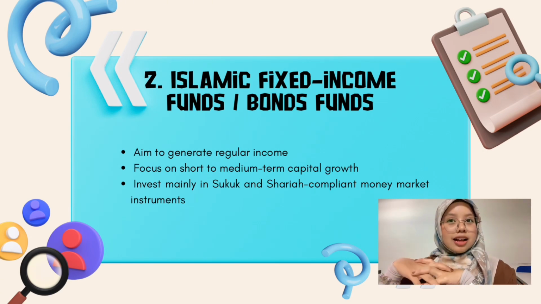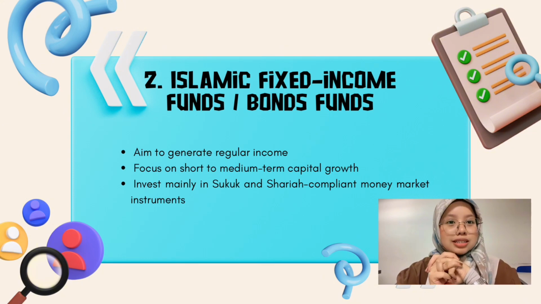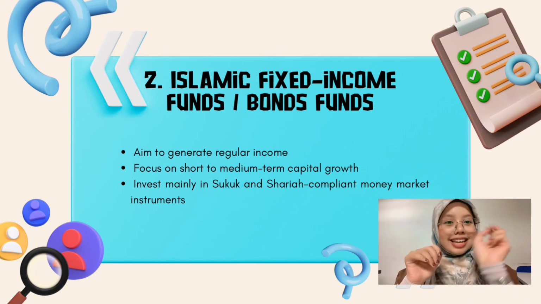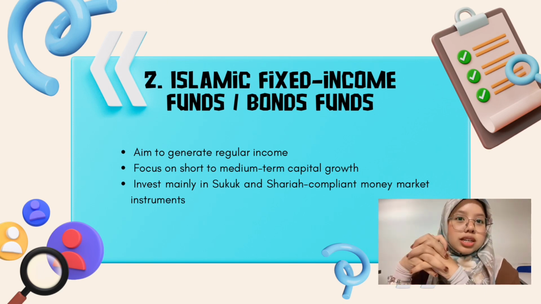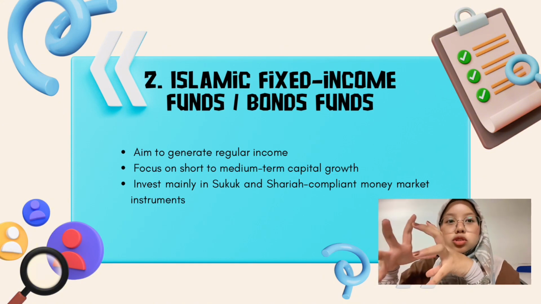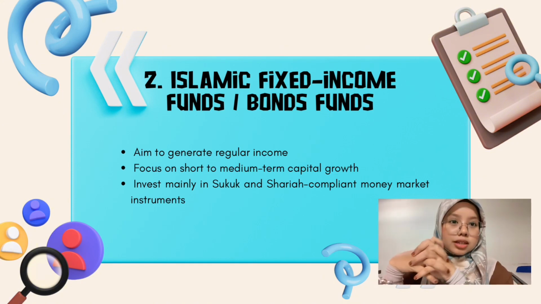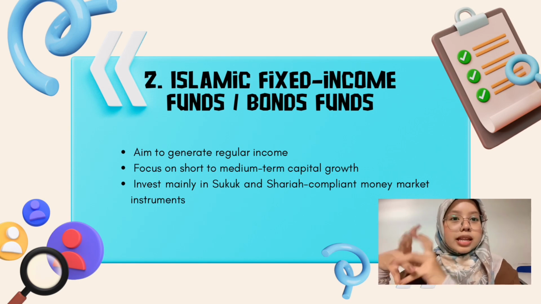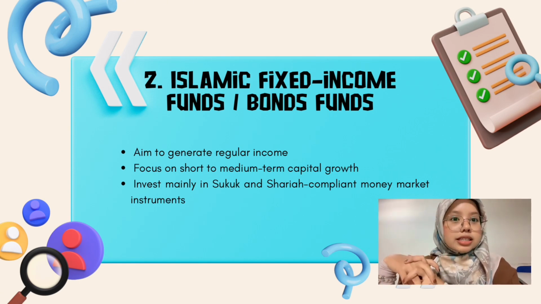So I will continue to explain about types of Shariah-based unit trust funds. Okay. So the second one is Islamic fixed income funds or bond funds. It aims to generate regular income and focus on short to medium term capital growth. They invest mainly in Sukuk and Shariah-compliant money market instruments.